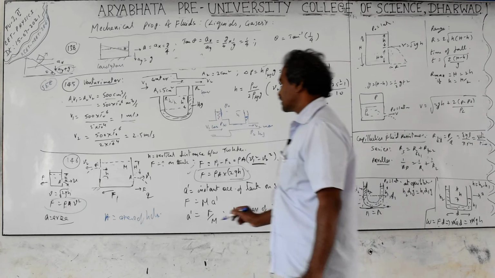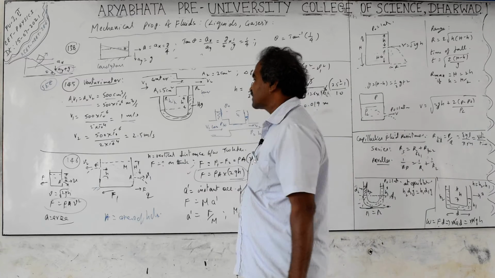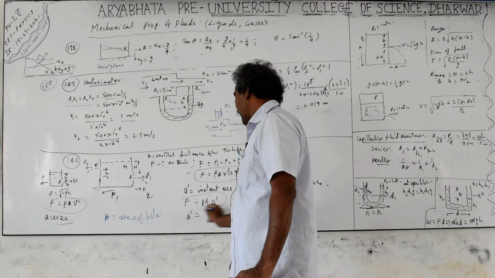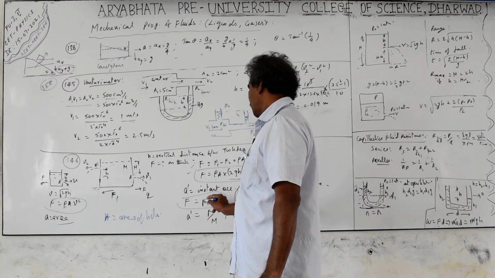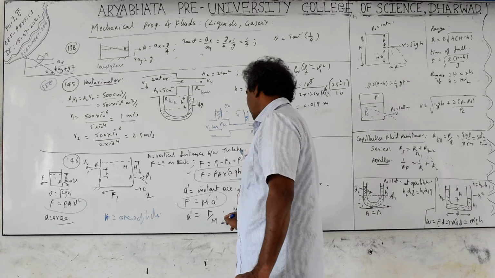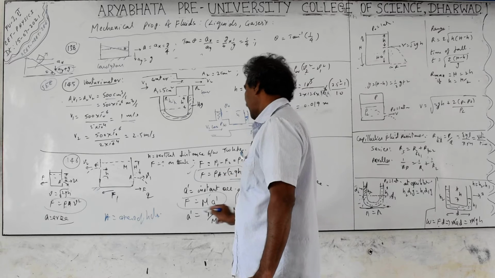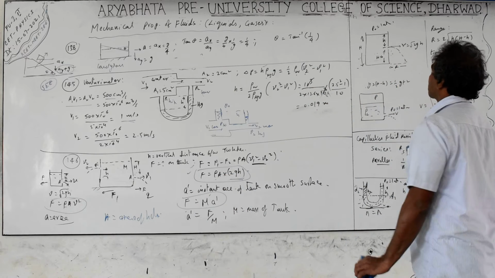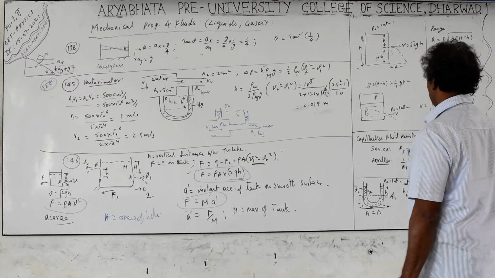They may ask the same question: at that instant, what is the acceleration of the whole tank? If the mass of the tank is m, then F equals m into the acceleration produced. So the acceleration is F divided by the mass of the whole tank at that instant. If it is on a smooth surface, we can take it as a frictionless surface. Next, theoretical points.